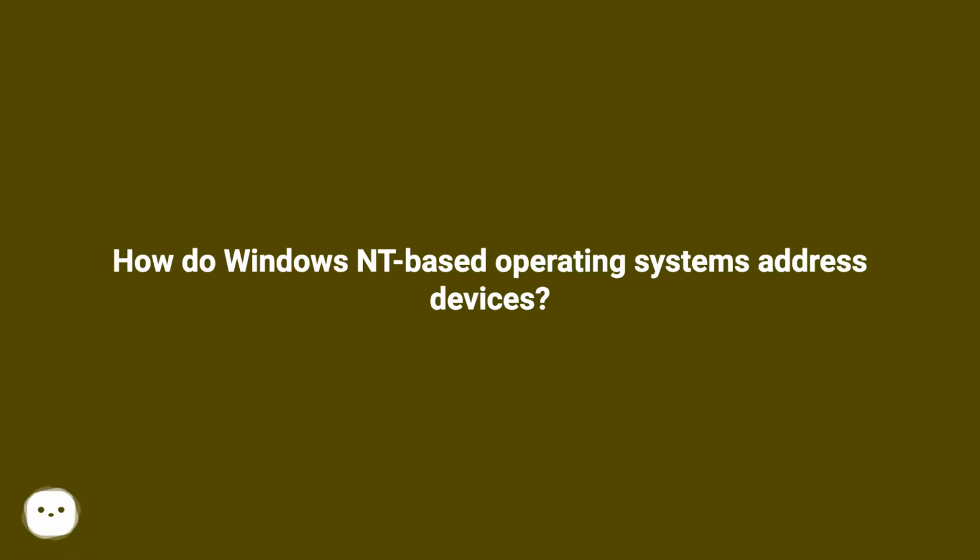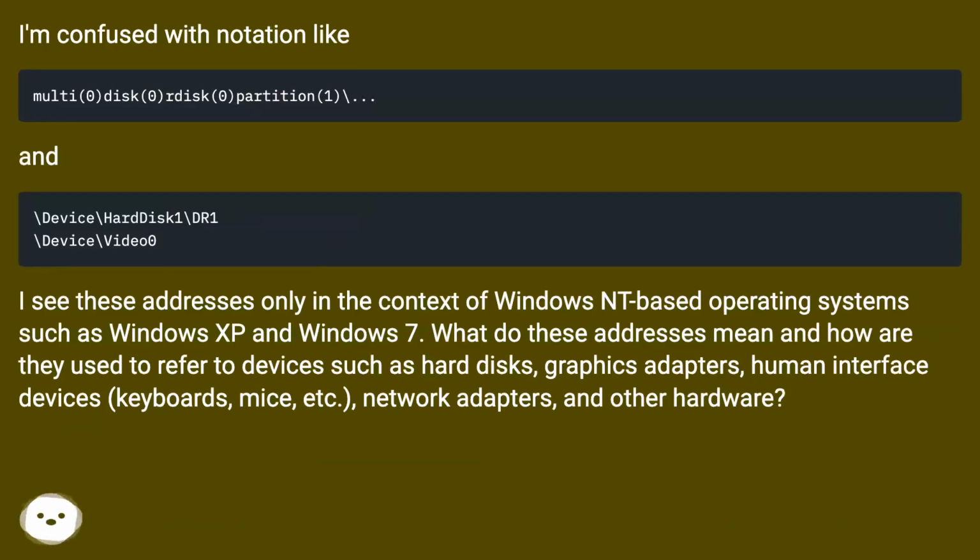How do Windows NT-based operating systems address devices? I'm confused with notation like this. I see these addresses only in the context of Windows NT-based operating systems such as Windows XP and Windows 7. What do these addresses mean and how are they used to refer to devices such as hard disks, graphics adapters, human interface devices, keyboards, mice, etc., network adapters, and other hardware?